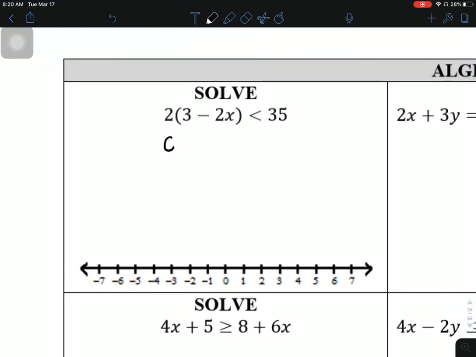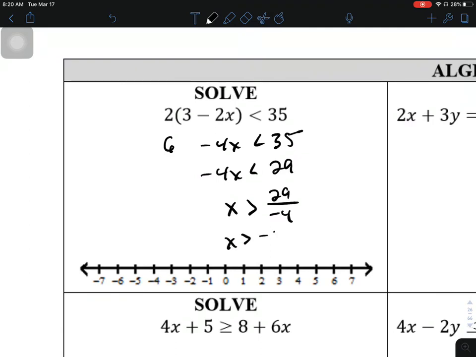I'm going to distribute the 2 and get 6 minus 4x is less than 35. I'm going to subtract 6 from both sides and get negative 4x is less than 29. Now I'm going to divide both sides by a negative 4. Since I'm dividing both sides by a negative number, the inequality sign changes direction. That is actually exactly negative 7.25.